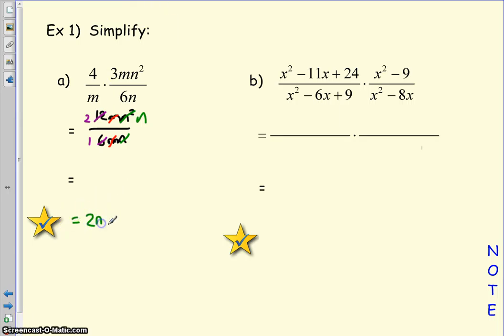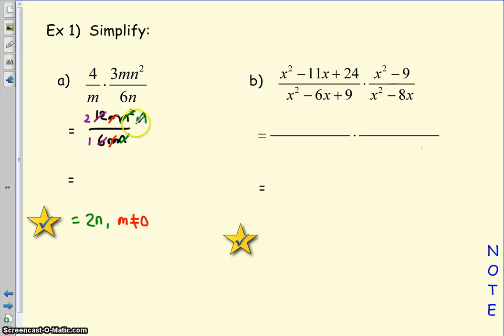The other thing I have to ask myself now is, are there any restrictions I have to worry about? Again, there's no denominator in the final answer, so from the final answer it looks like there's no restrictions on anything. However, look at what was canceled along the way. Originally we had an m in the denominator, and it was canceled off. We can no longer see an m in the denominator of the final answer, so you have to add a restriction here that m cannot be equal to 0.